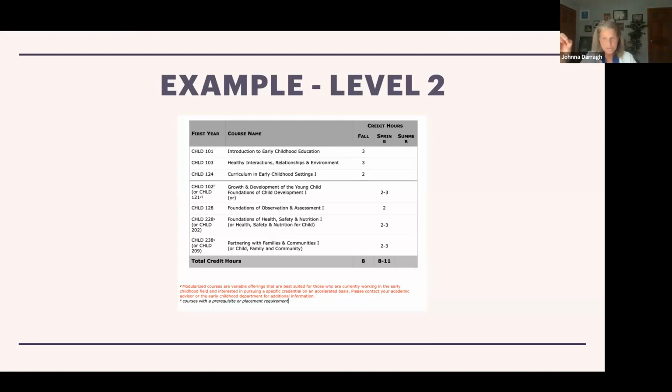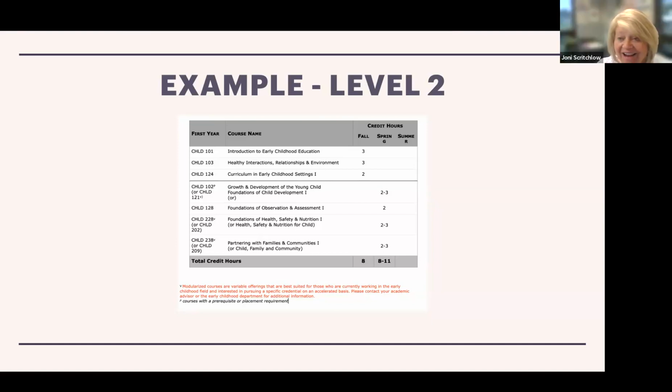If individuals, and I think I pulled an example of this, we talked about this once before, but if not, I'll send it out in the materials I send afterwards. If individuals take both Child 121 and 122, it is transcribed as 102 on their transcript. So 121 plus 122 equals 102. If they just take 121, that is just what's transcribed on their transcript.